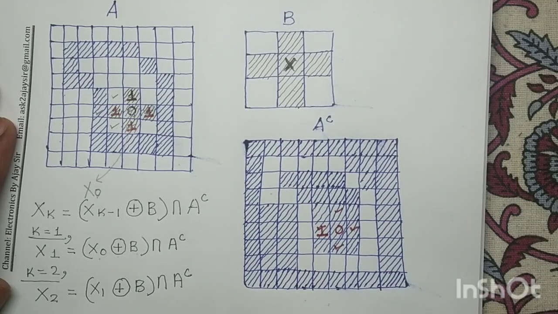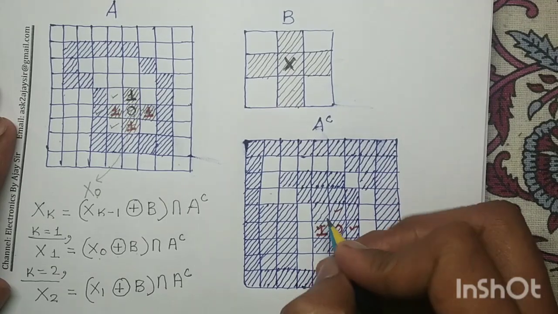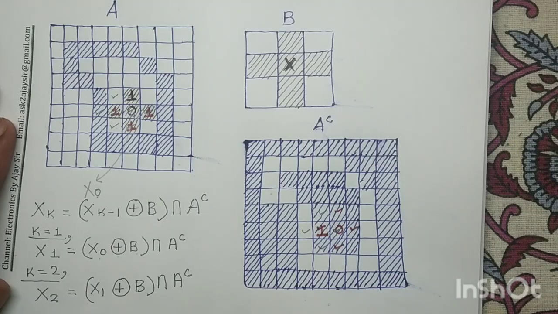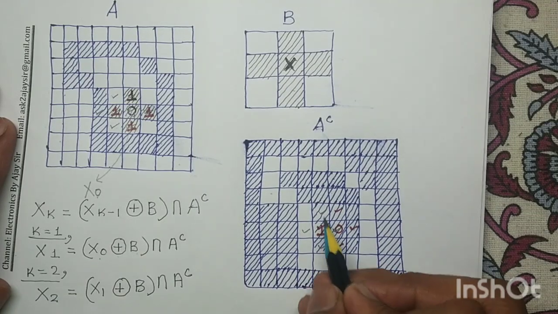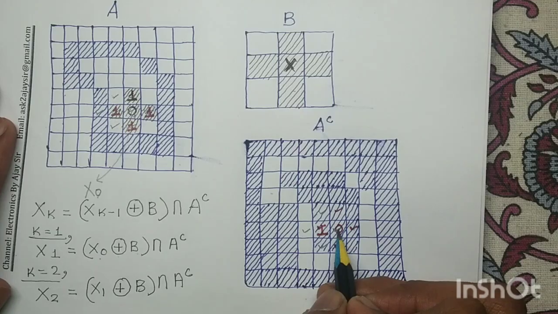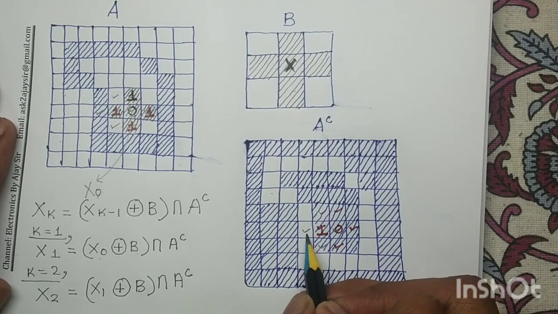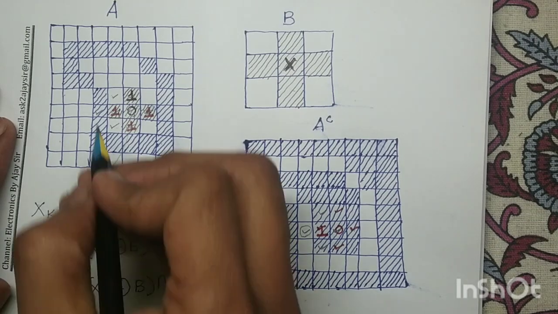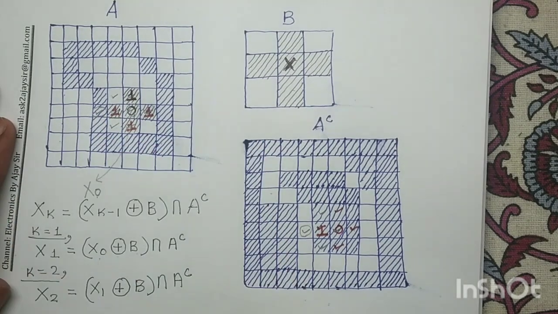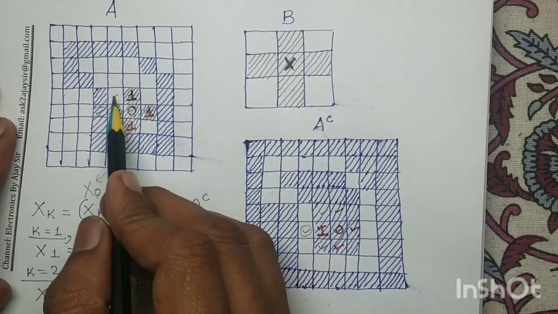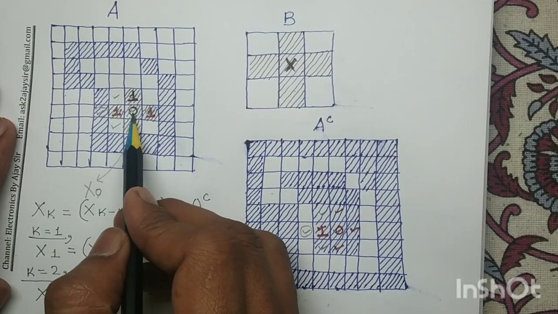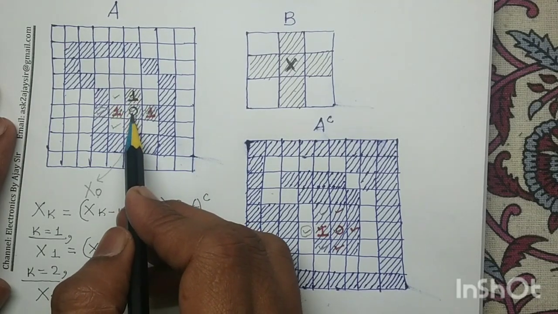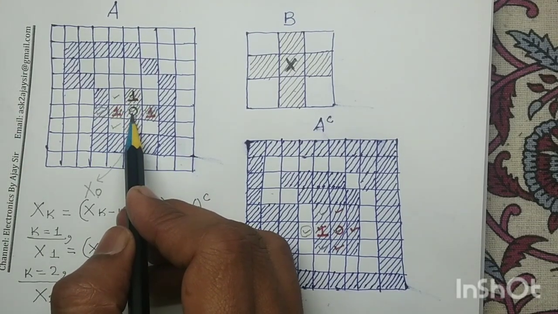So if you observe this pixel, this pixel, this pixel, and this pixel in A complement, you can observe these 3 pixels are at logic 1, but this is at logic 0. It means this pixel doesn't satisfy the intersection conditions. So this pixel will not be part of my second iteration output. Since these 3 pixels satisfy the intersection condition, these 3 pixels will be part of my second iteration output.